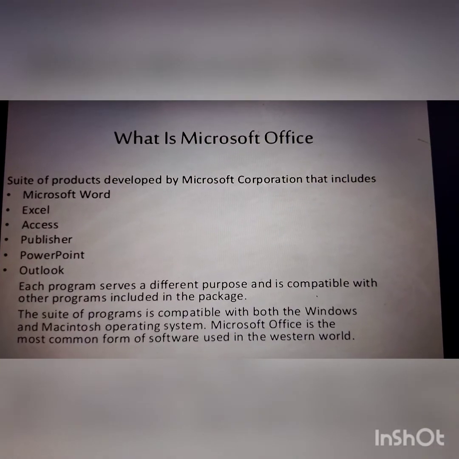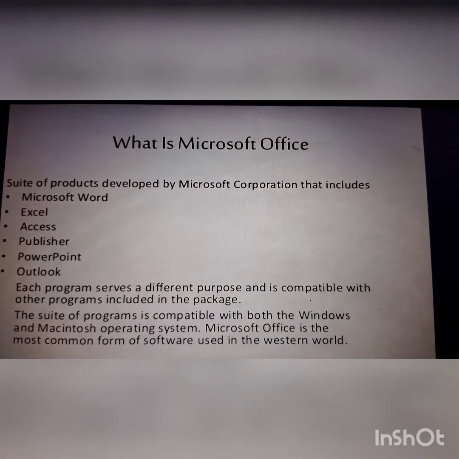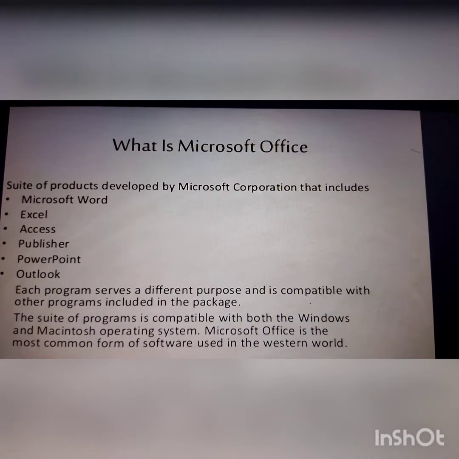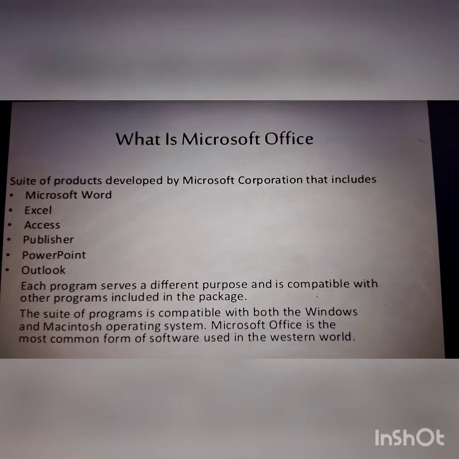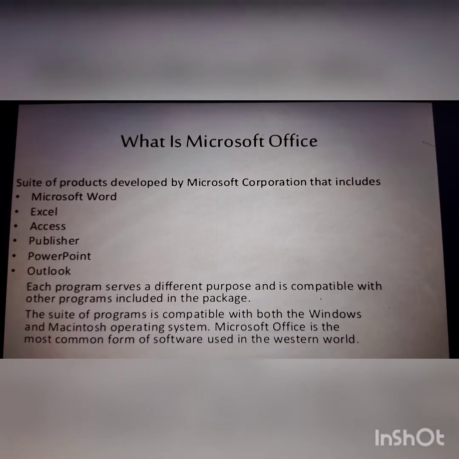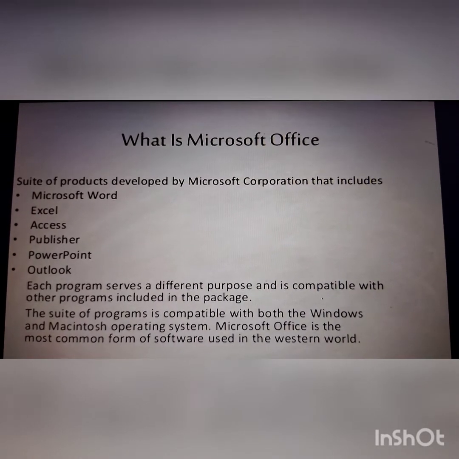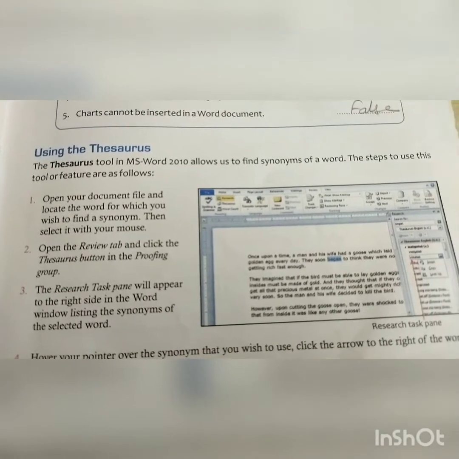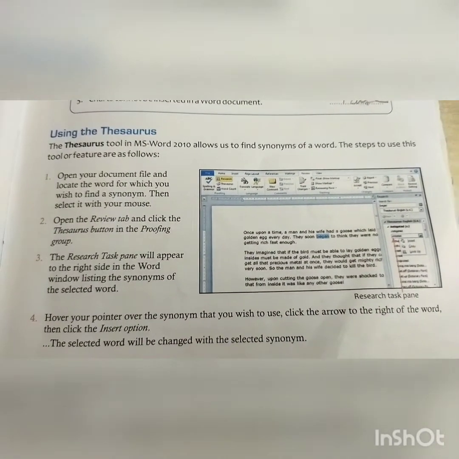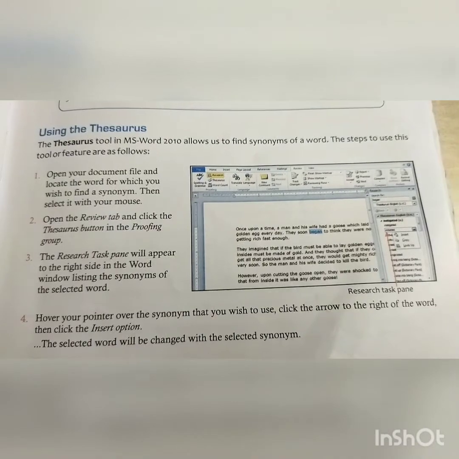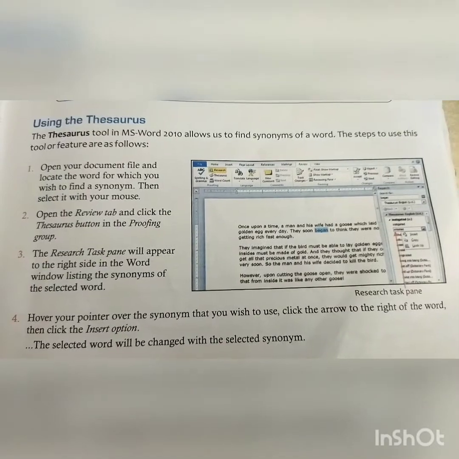In Microsoft Office, the thesaurus feature in MS Word 2010 allows us to find synonyms of a word. The steps to use this tool are as follows. First of all, open your document file and locate the word for which you wish to find a synonym, then select it with your mouse. After that, open the Review tab. In the Review tab, click the Thesaurus button in the Proofing group, and the Research task pane will appear on the right side of the Word window. A list of synonyms of the selected word will appear.